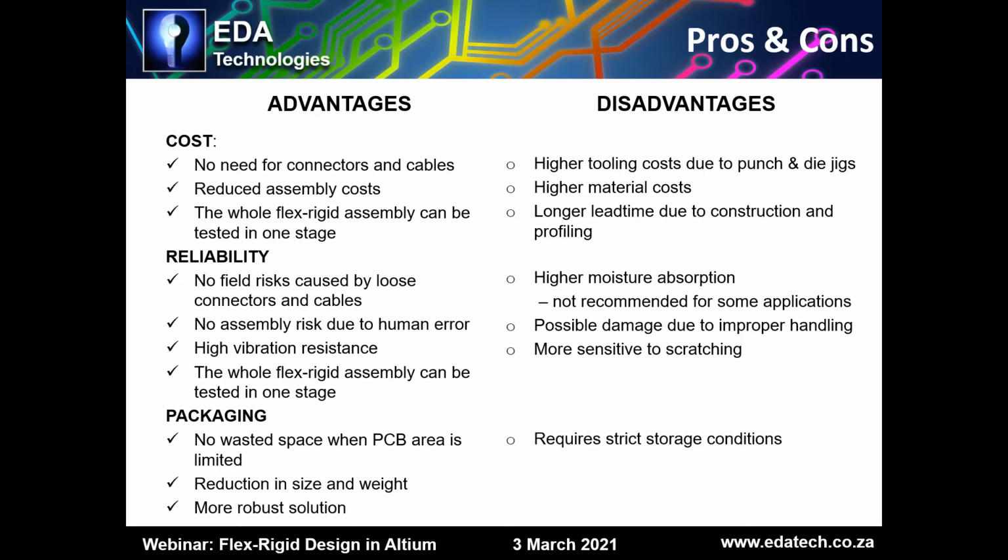Reducing assembly costs, because you don't have to do harnesses and connectors and SMT assembly and so on. So that is also an advantage. And also the whole assembly can be tested in one stage. You don't need a jig for every PCB. You test the whole lot in one go. So if you look at that, the advantages outweigh the cost of the flex rigid in many cases. Reliability is much better, because you don't get cables and connectors coming loose. And also the risk of assembling components wrong or crimping a connector wrong is eliminated.